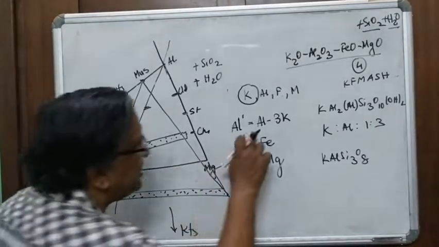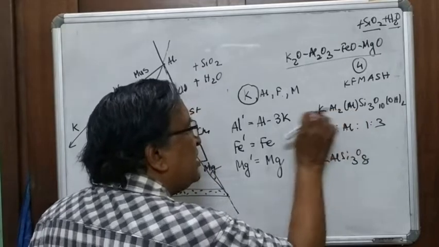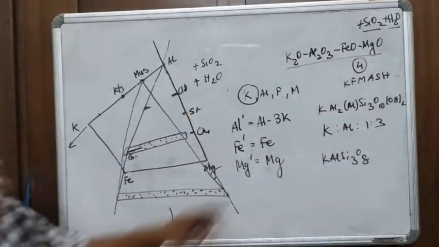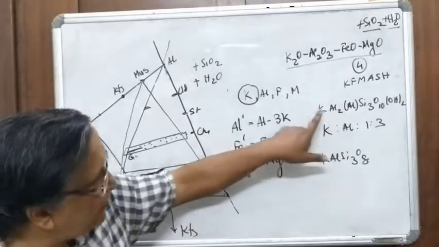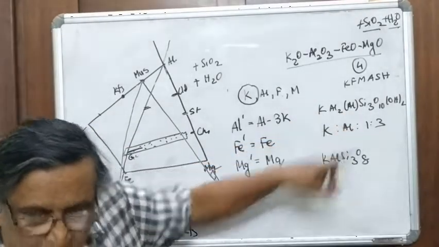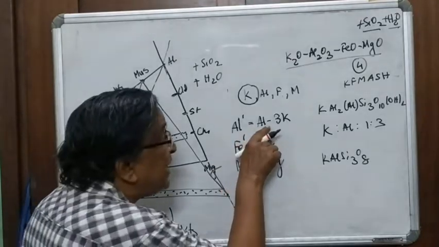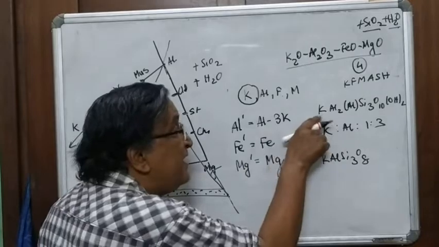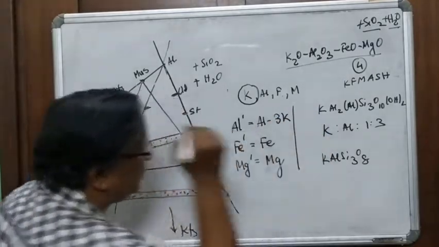Why have I written minus 3K? Because if I take one potassium ion, 3 aluminium goes. For 1 potassium ion, 3 aluminium goes. So I am subtracting aluminium. I am subtracting 3 times the potassium, so this is now what will come.